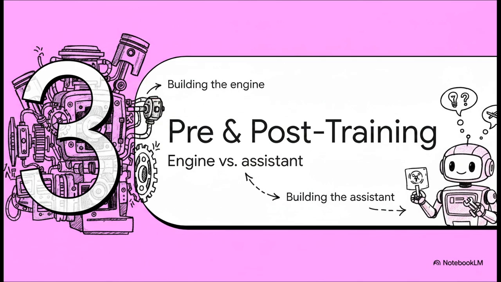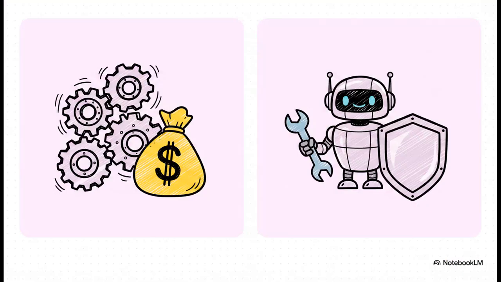Section 3. Pre-training versus post-training. Building the engine versus building the assistant. So if it's just this raw prediction engine, how does it become the super helpful assistant we use every single day? Well, it's a 2-step process. First up is pre-training. This is massively expensive. We're talking sometimes upward of $80 million. This is the phase where the model basically reads the entire internet and turns into that raw prediction engine.